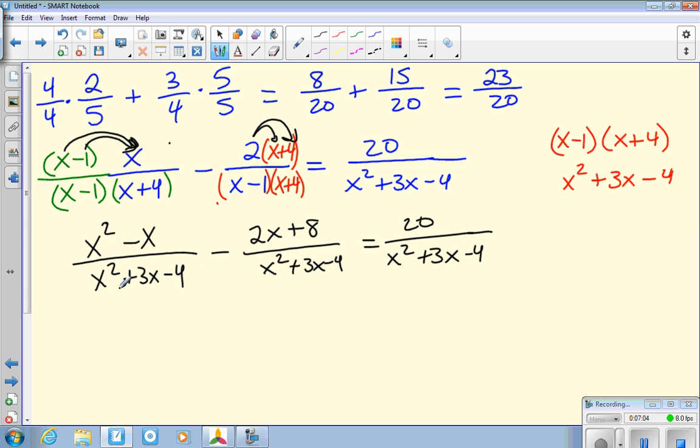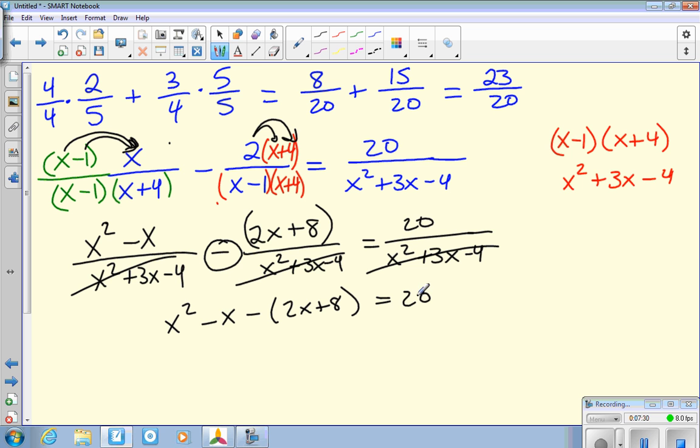Now, you may have done something like this in Algebra 2, and once you have the same denominator everywhere, we actually don't need it anymore. We can cancel it out from everything. But we need to be careful. If you notice, this is subtraction, and we're subtracting this entire fraction. Fraction bars are kind of like parentheses, so we need to have a parenthesis here, which means we're really doing x squared minus x minus 2x plus 8 in parentheses equals 20. So using the distributive property, this is minus 2x minus 8. So we get x squared minus x minus 2x is minus 3x, and then we get minus 8.